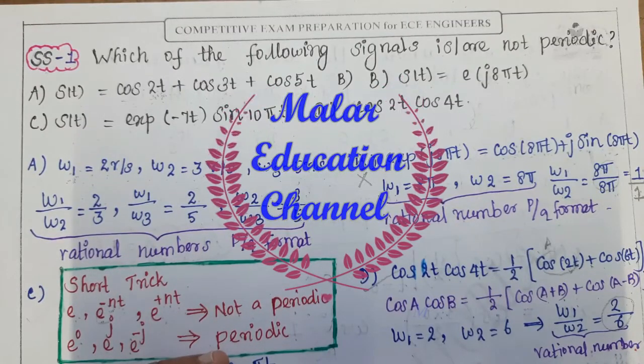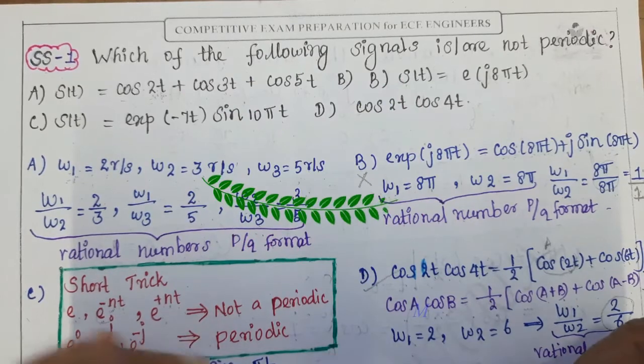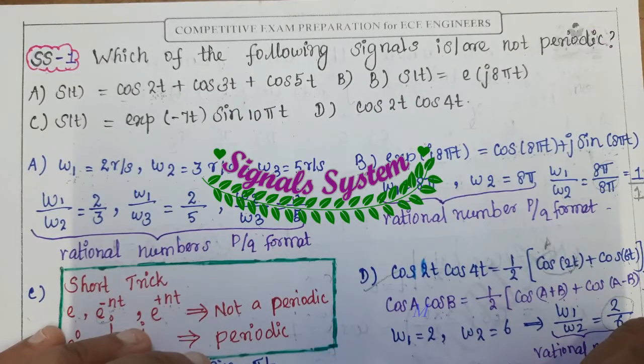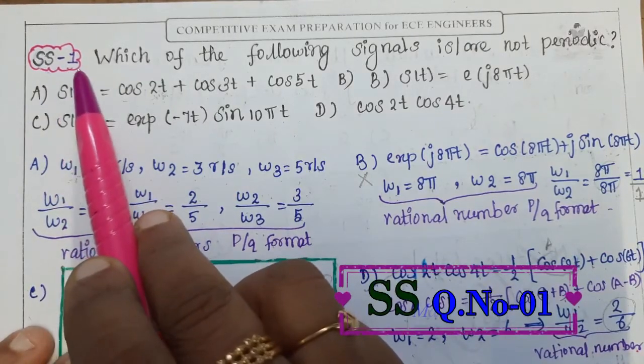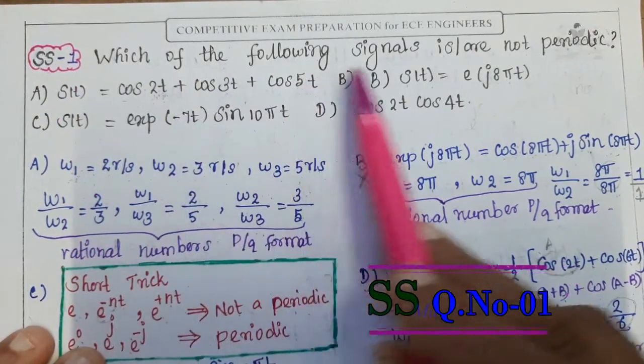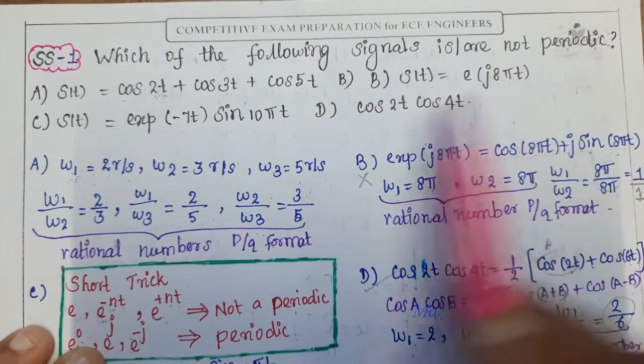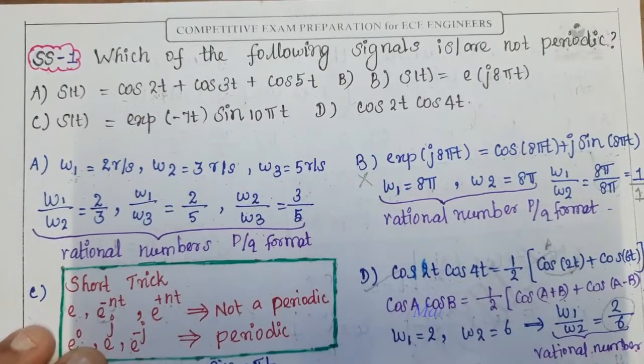This is Malar. In this video, we are going to see signals and systems related questions along with solutions. Let's start the video. Signals and systems question number 1. Which of the following signals are not periodic? Four options are given. Let me check one by one.